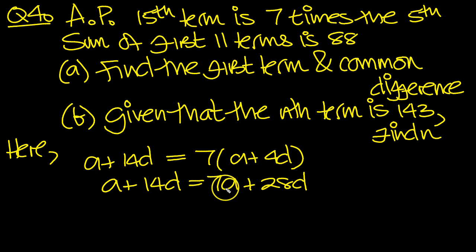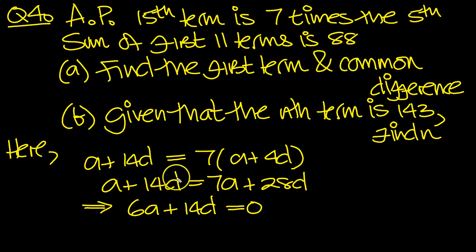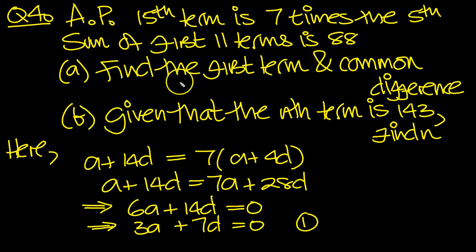So that tells us then, let's move this a over here. 7a take a is 6a, and then 28 take 14d is plus 14d equals 0. So what we did there was we moved this a over, 7a take a is 6a. Also moved the 14d over, 28 take 14 is 14d. And now there's a 2 common. So that tells us that 3a plus 7d equals 0. That's our first equation.